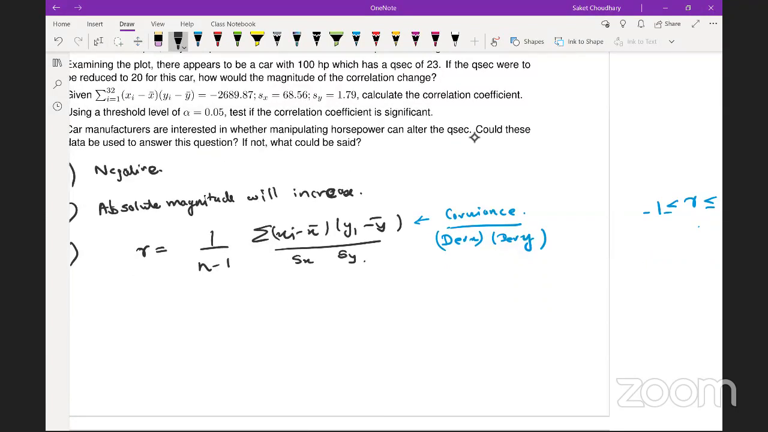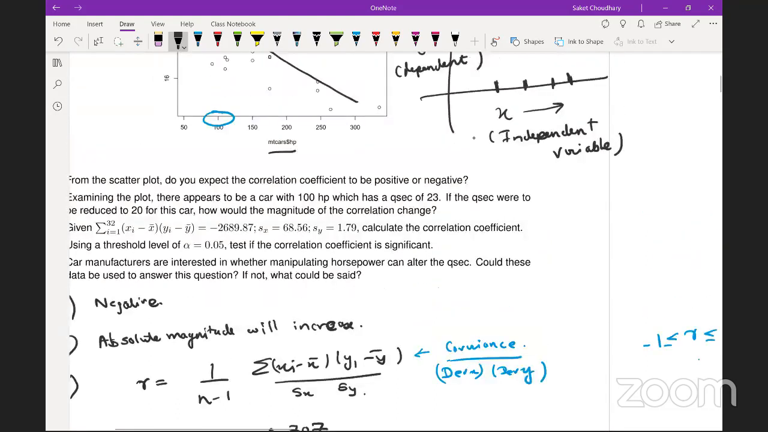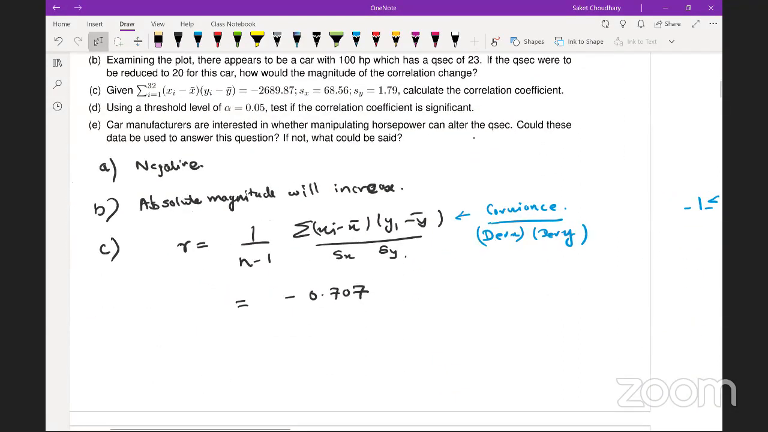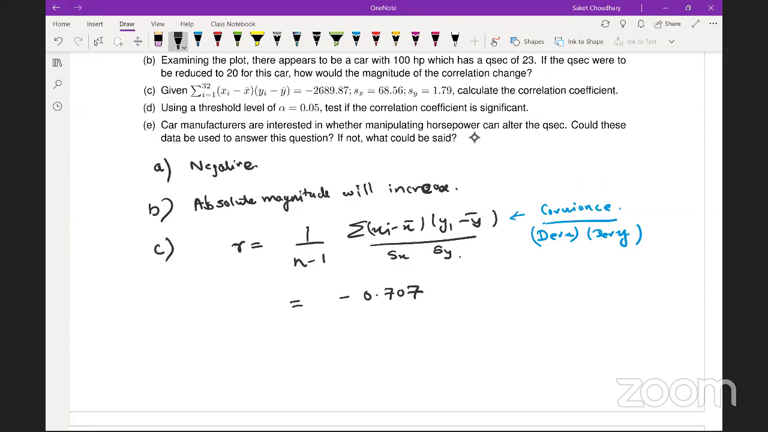So all you have to do in this particular problem is just plug in the values. And if you plug in the values, then you get a negative number, -0.707. And you can see why this number is going to be negative because the numerator term is negative. And this also matches our intuition of the correlation actually being negative. And here is the number of points. So the total number of points here are 32. So n is 32. Okay.